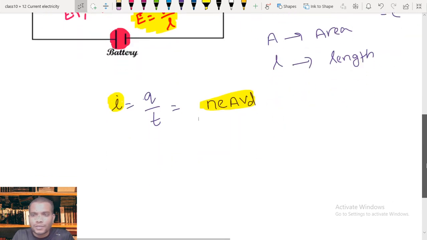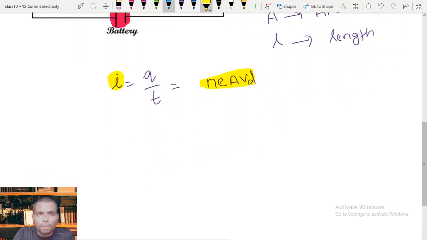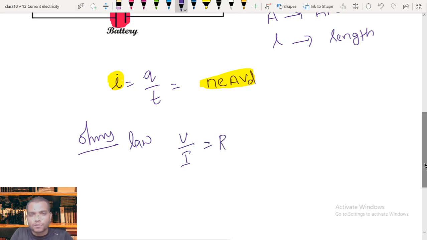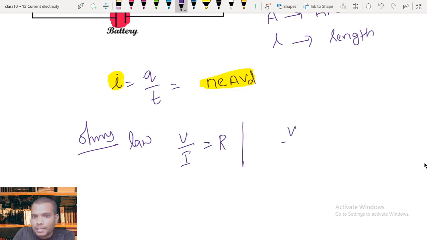After that, we derived Ohm's law. We know that V by I equal to R. But from this derivation, we got V by I equal to m L upon n e square tau A.